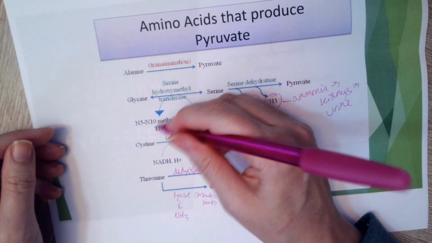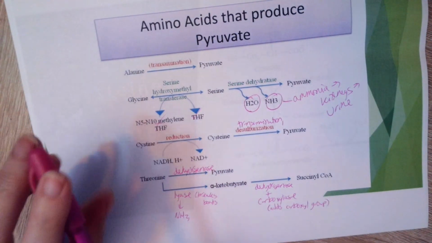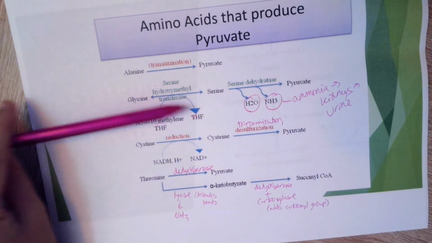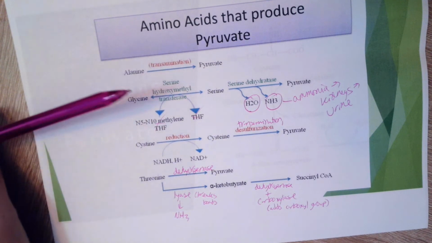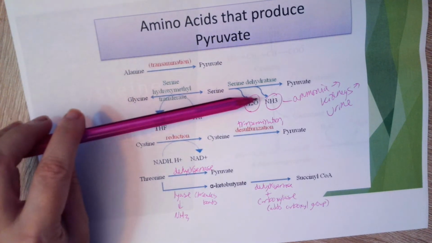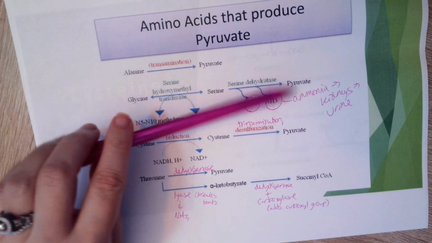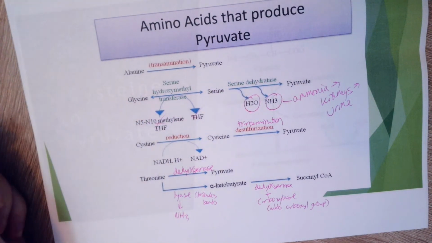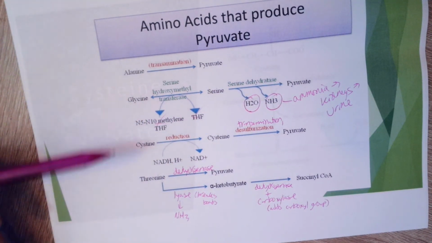And don't worry about these little byproducts here. We don't have to worry about those. We're just watching really, the main point here is that we are changing the molecule, taking the amino acid away, creating pyruvate, and we're going to end up with gluconeogenesis happening.